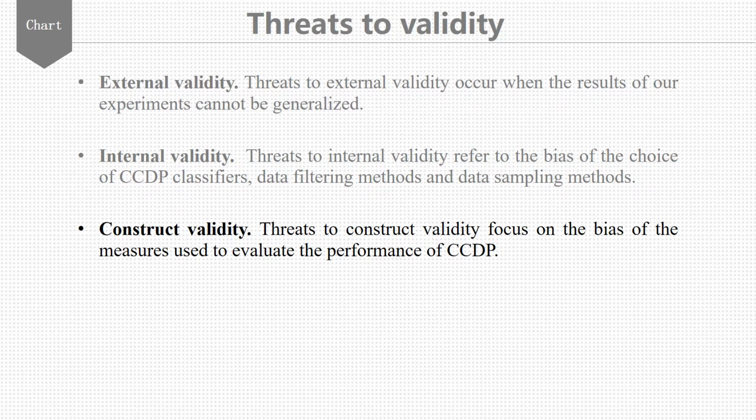The third one is construct validity. In our experiments, we mainly use PD, PF, and G-measure to measure the effectiveness of the 8 approaches. Nonetheless, other evaluation measures such as the AUC measure can also be considered.